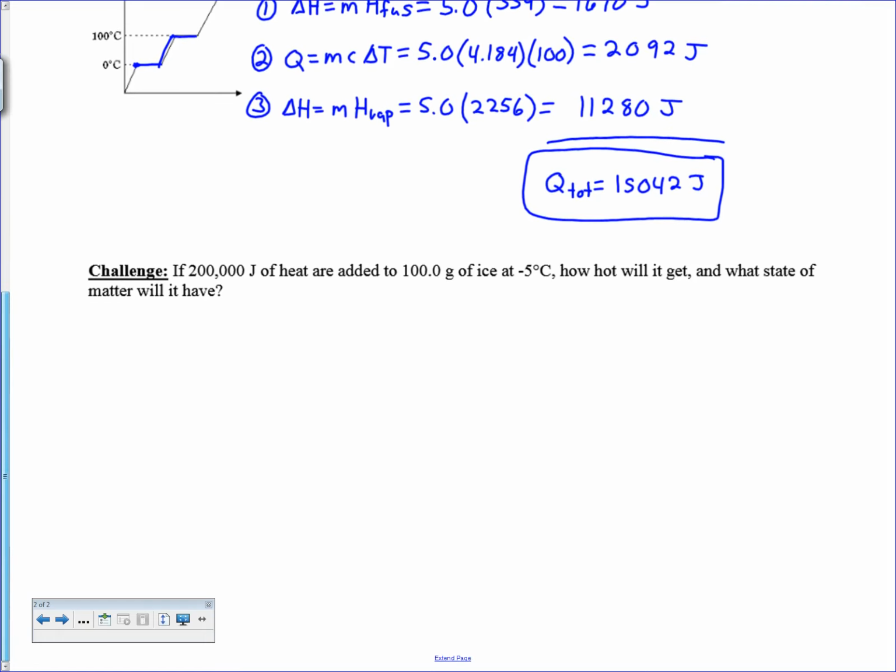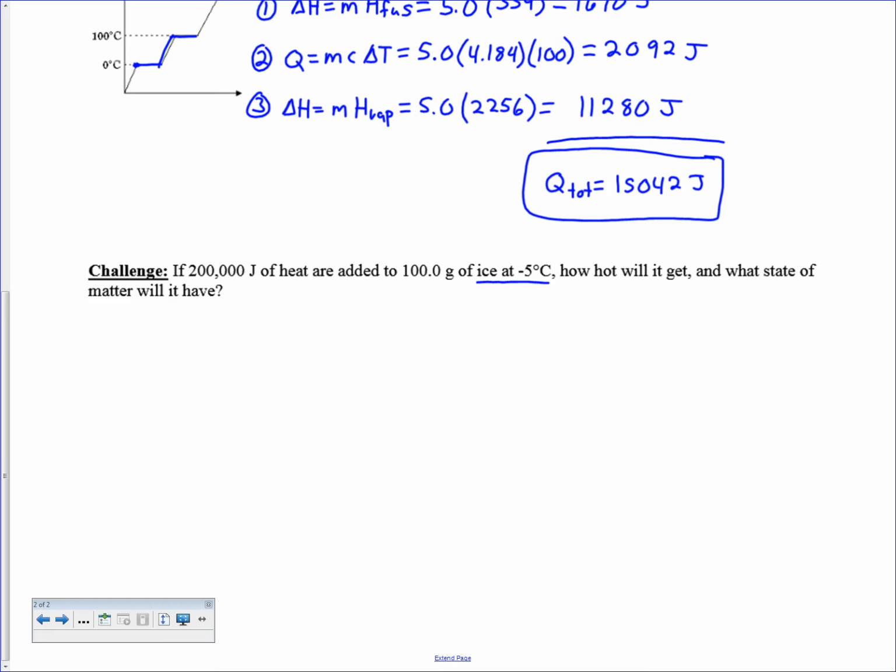Okay, so now we have this challenge problem here at the end. It says if 200,000 joules of heat are added to 100 grams of ice at -5 degrees Celsius, how hot will it get? And what state of matter will it have? So in this one, what we're starting here with is ice at -5 degrees. And we know that we have 200,000 joules of heat to work with. And so what I'm going to do is just go through the steps that we would have if we were heating up ice at -5 degrees and see when we run out of heat energy, of thermal energy.